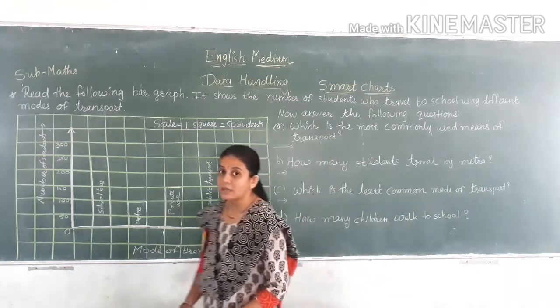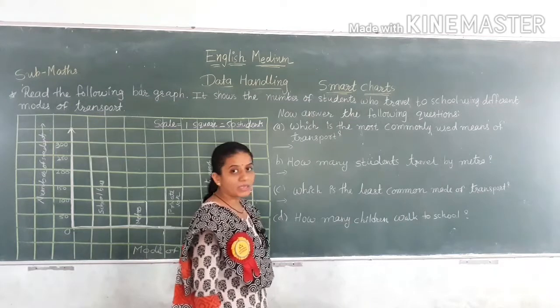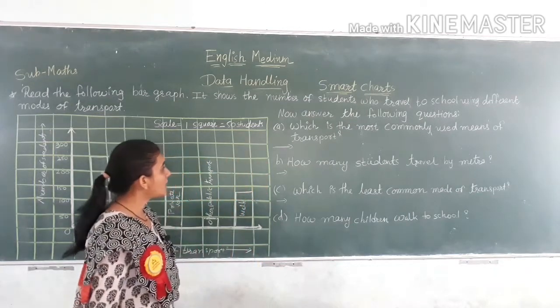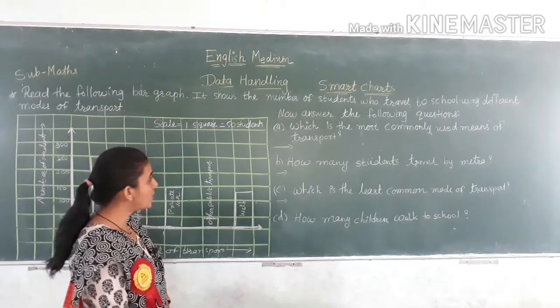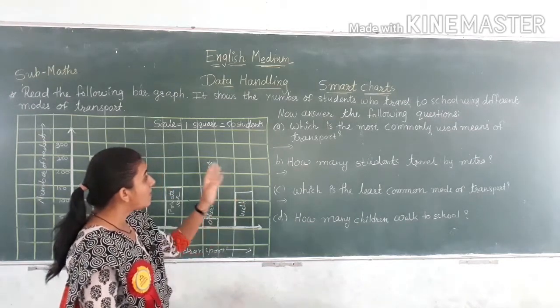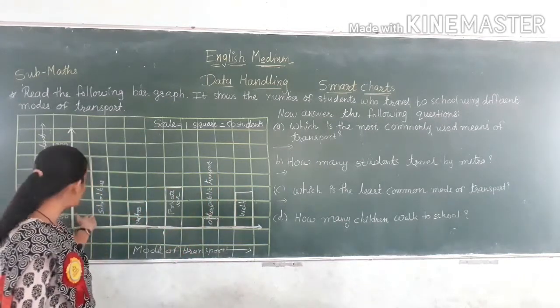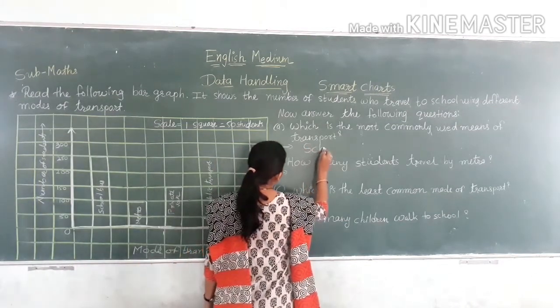Now here are some questions related to the bar graph. Now answer the following questions. Which is the most commonly used means of transport? So, the school bus is the most commonly used.